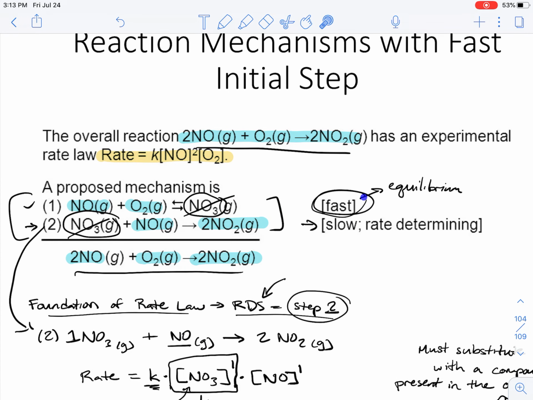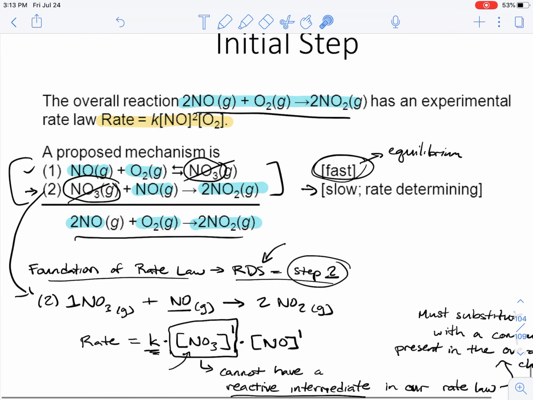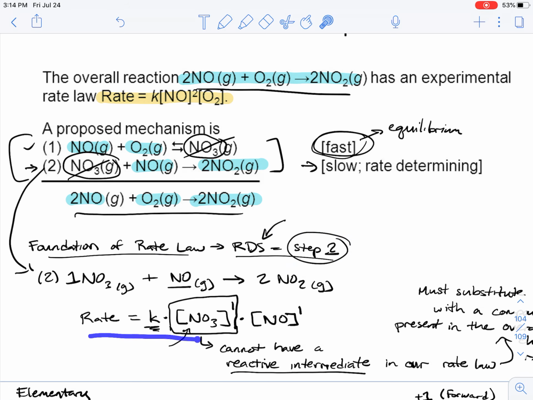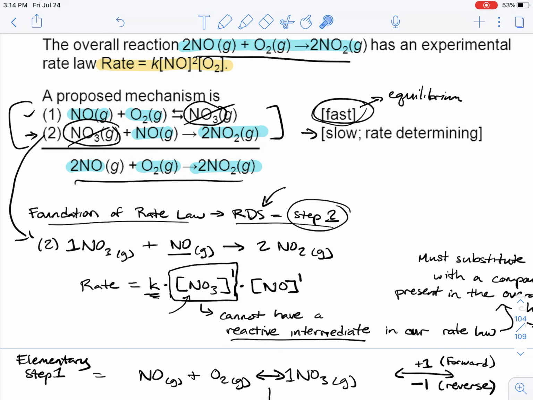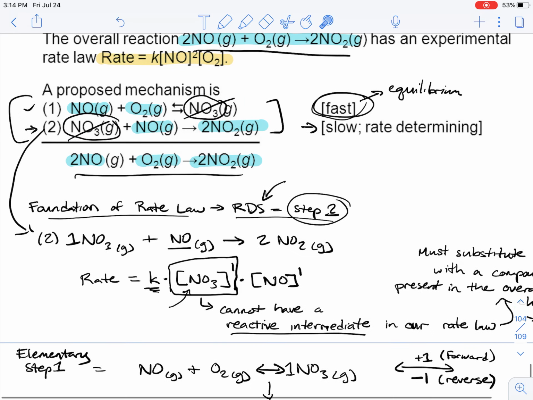However, when your first step is a fast step and your second step is a slow step, or the rate determining step, then deriving the overall rate law based on the reaction mechanism gets a little involved, right? And so the first thing you want to do is write the backbone, if you will, of your overall rate law based on the rate determining step. And you'll see that the backbone of that rate law contains a reactive intermediate. And so that will guide you to think that you have to do something else to get rid of the reactive intermediate in your rate law. And so to do that, you'll have to use the previous fast step, which will contain the same compound, so that way you can substitute it out.